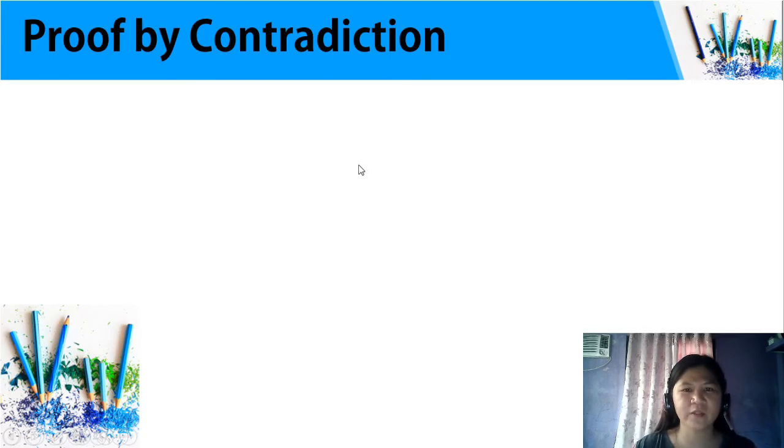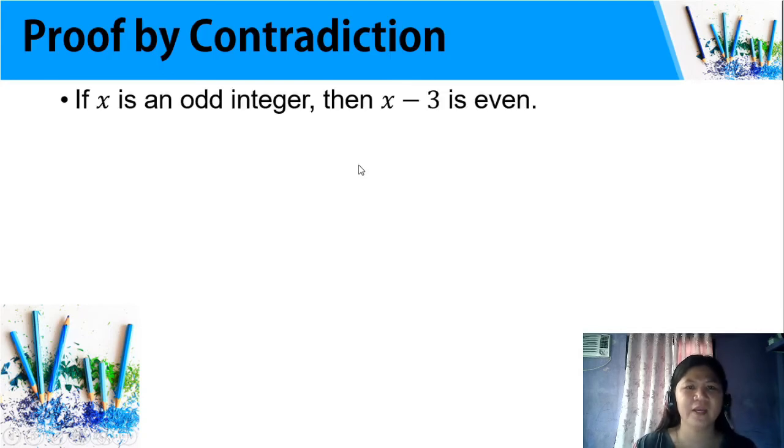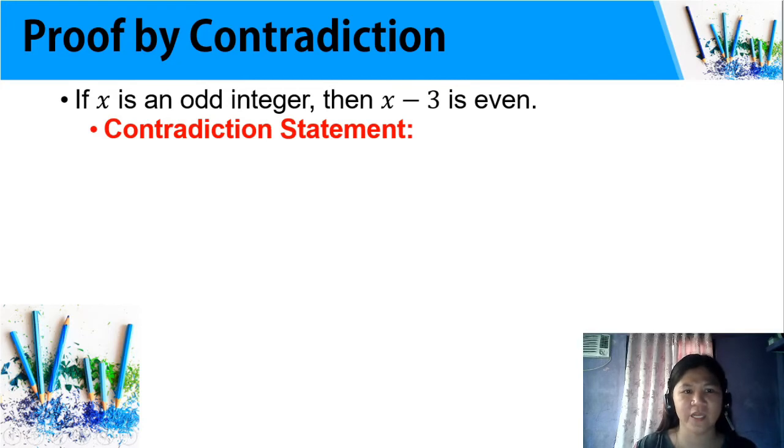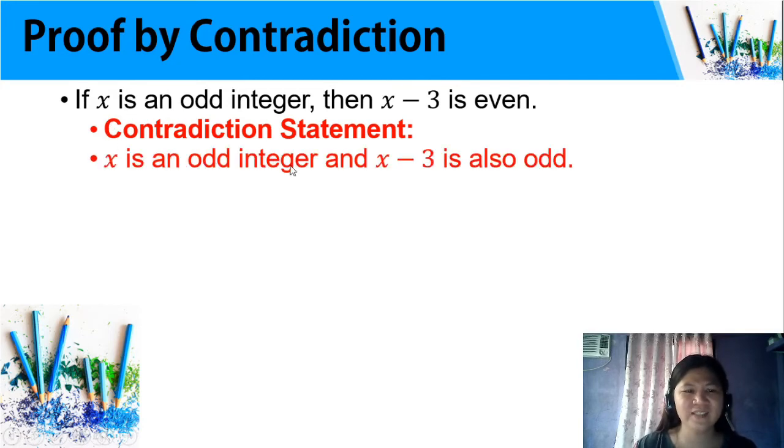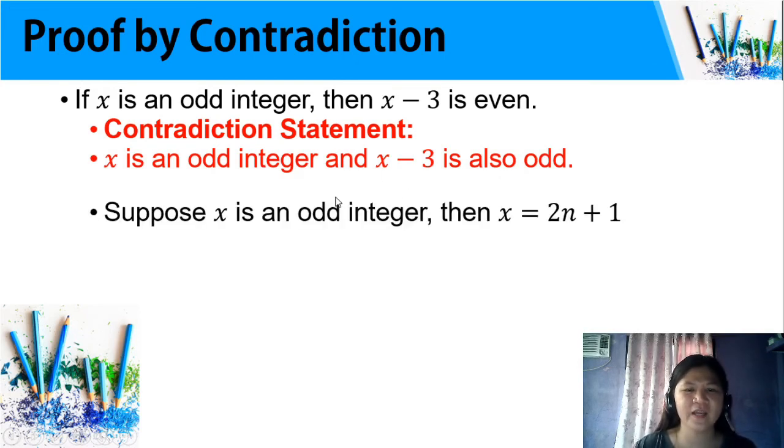For the proof by contradiction of the above statement, let's first convert the given statement into its contradiction statement. So, x is an odd integer and x minus 3 is also odd. That's the contradiction statement, and we will start with the first proposition. Suppose x is an odd integer, then x is equal to 2n plus 1. So we will start with x is equal to 2n plus 1.